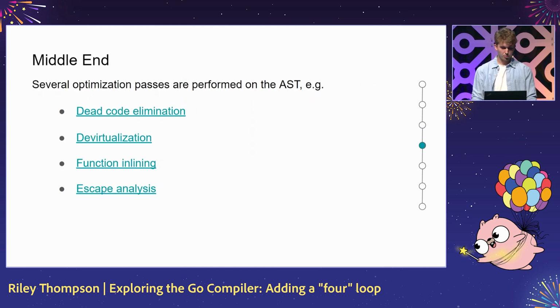Okay, so at this point, we're fully done with the front end of the compiler, and we can move on to the middle end. In this stage, several optimization passes are performed on the AST, such as dead code elimination, devirtualization, where we convert interface calls to concrete struct calls where appropriate, function inlining, and escape analysis, which is when the compiler determines if a value can be allocated in the current stack frame or if it needs to escape to the heap.